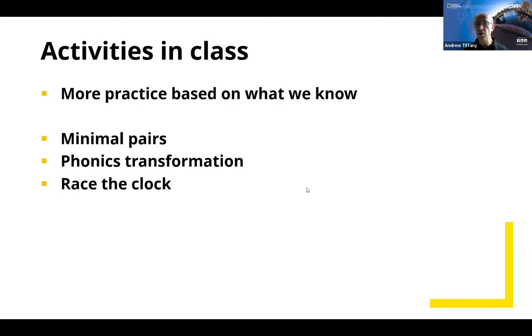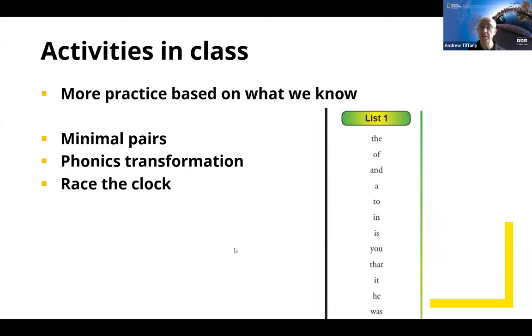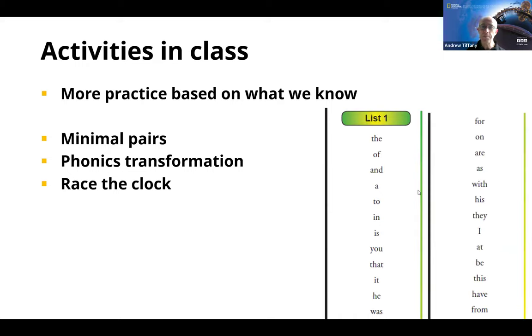Right. Race the clock. Now, race the clock I can do with a lot of different things. It's basically a pronunciation activity, but let me describe the way I do it with something like the Fry list. What I often do with my students is give them a little log book or a little page that they can keep track of things on. And I will get them to go through lists. Oh, there's only half of the list there. There's the other half. I will get them to go through the list and time themselves. I get them to do it in pairs. So one is timing, the other one is saying.